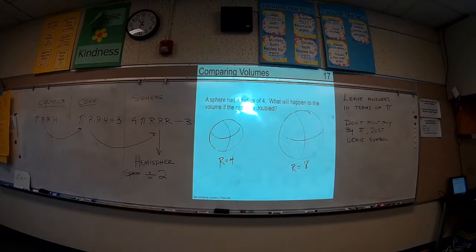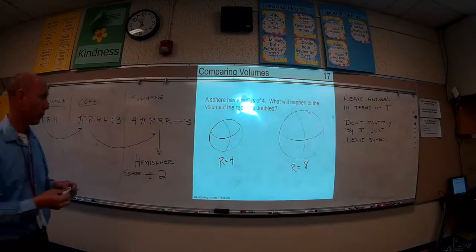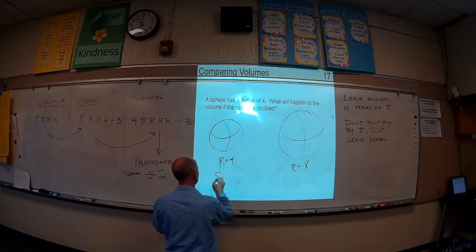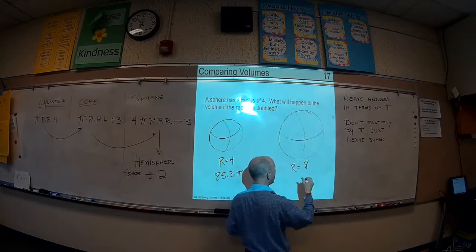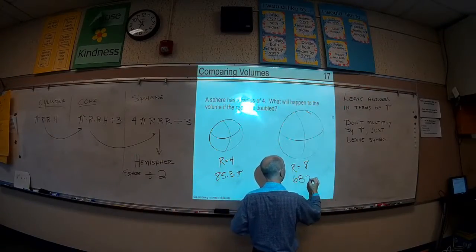It's good. Okay, show me some boards. Yahtzee. You're missing a pi. Which one is it? It's not a half, it's an 8. Okay, got it. So this group is saying 85.3 pi. This side is saying 682.6 pi.